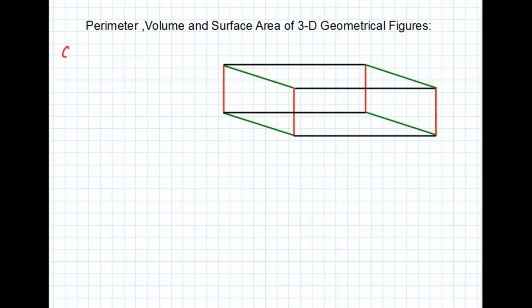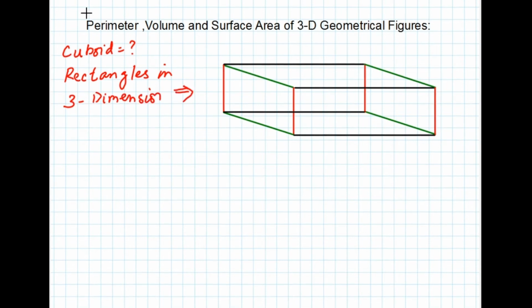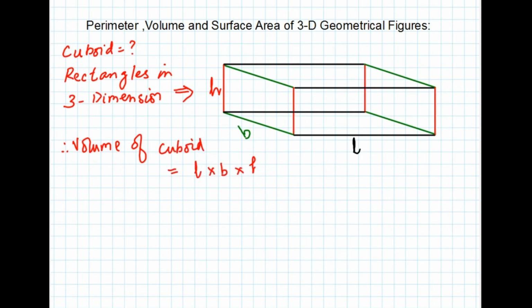Now another 3D figure is cuboid. It is combination of rectangles in 3 dimensions as shown. The base has length L, breadth is equal to B and height is equal to H. Therefore, volume of cuboid is equal to L into B into H.